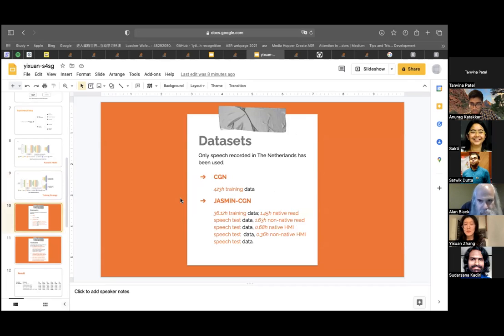So the datasets used are CGN and Jasmine CGN. CGN is a Dutch corpus containing native speech data spoken by adult speakers from the Netherlands and Flanders. And Jasmine CGN is an extension of CGN, which contains speech data spoken by native and non-native speakers from the Netherlands and Flanders. So for the training, we used CGN, and for the fine-tuning and multitask training, we used CGN and Jasmine CGN. And for testing purposes, we used non-native and native speech data from Jasmine CGN only.